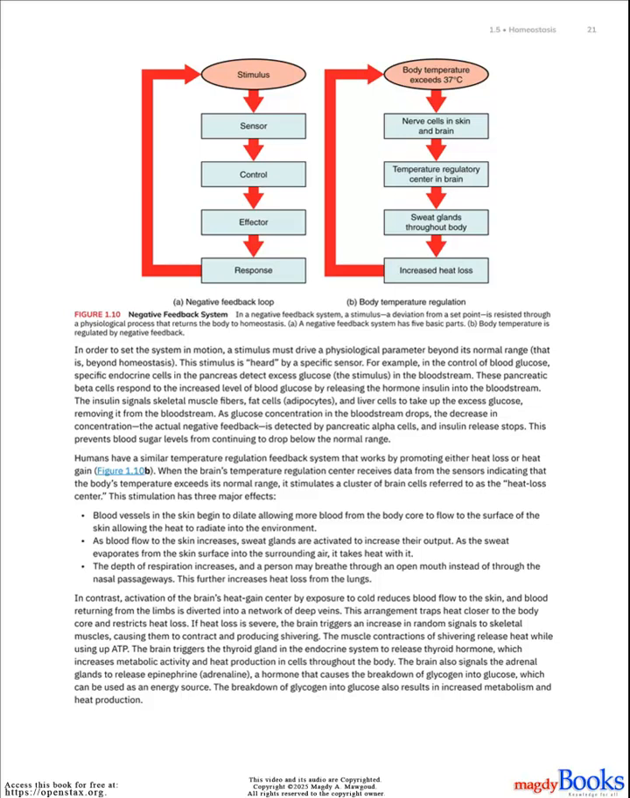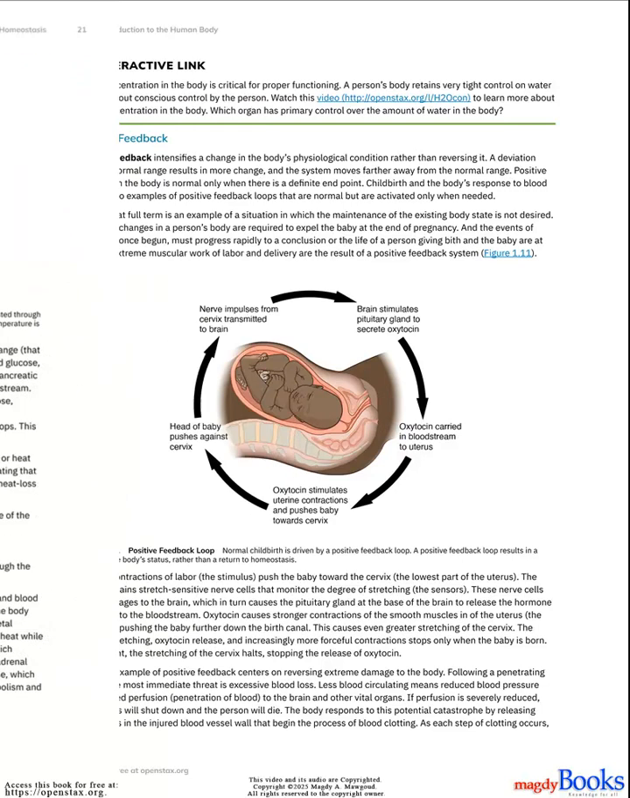The brain also signals the adrenal glands to release epinephrine, adrenaline, a hormone that causes the breakdown of glycogen into glucose, which can be used as an energy source. The breakdown of glycogen into glucose also results in increased metabolism and heat production.